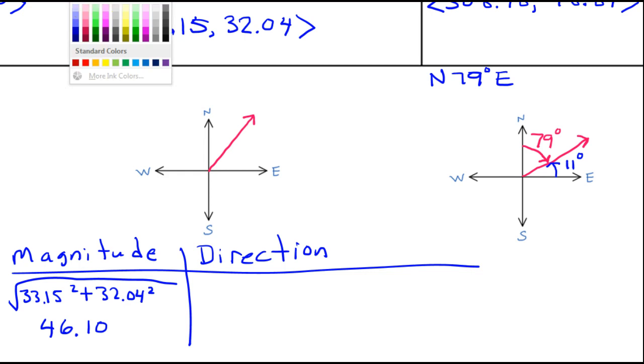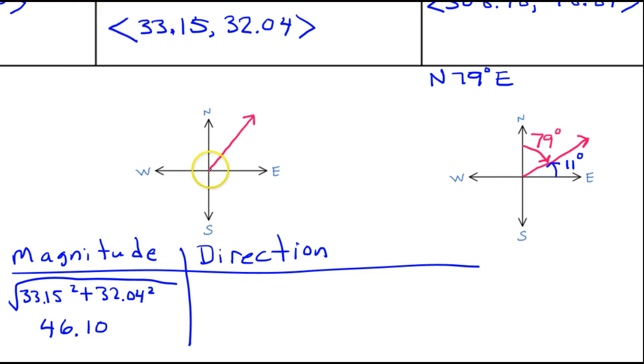So let us draw ourselves the vector in the first quadrant. Now imagine the horizontal and vertical components. So here's my horizontal component, and here's my vertical component. So that's why the 33.15 will go here, and the vertical component of 32.04 will go here.